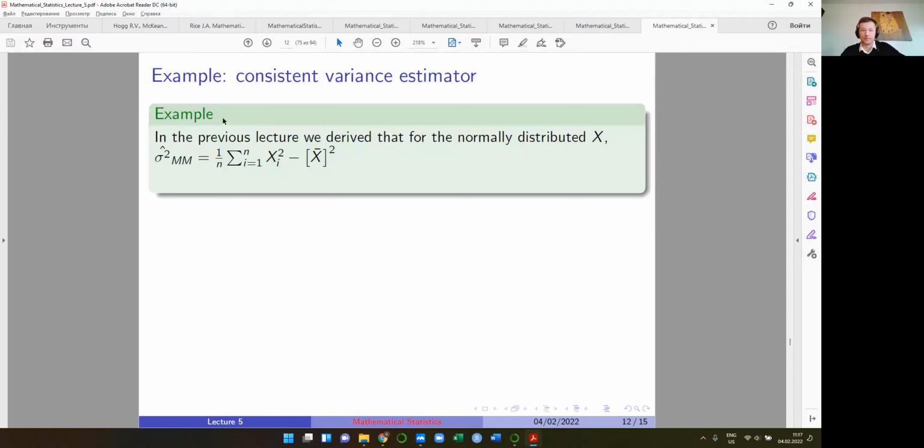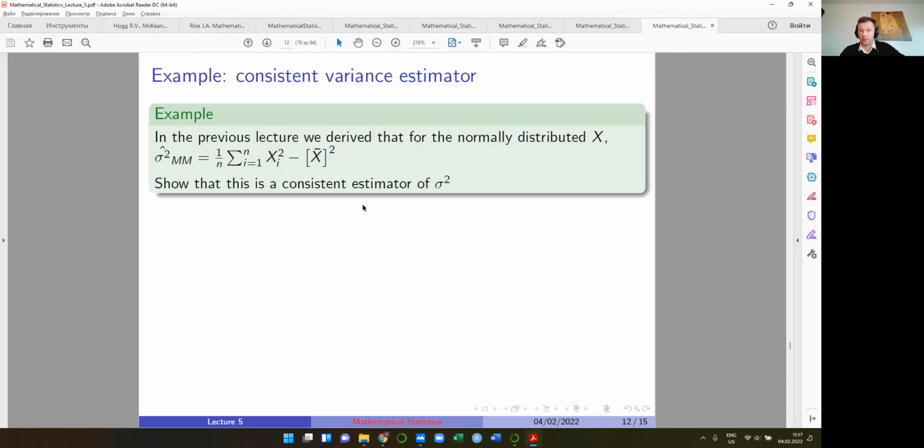Variance estimator. So we know the method of moments estimator for variance, which looks like this. I rewrote this second term in a slightly better way, just x bar, but you remember that it was already shown on the previous example. So now let's see that this is a consistent estimator for sigma squared. Still, it's a biased estimator, but it is consistent. As the sample size increases, the estimator becomes closer to the population parameter.